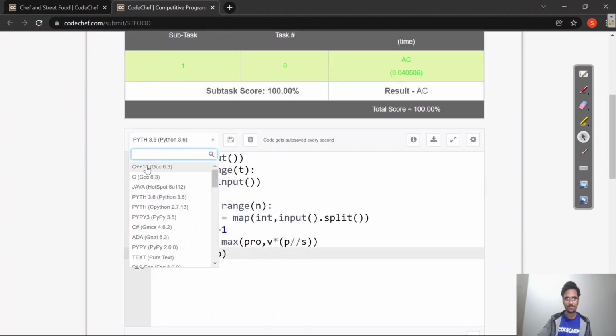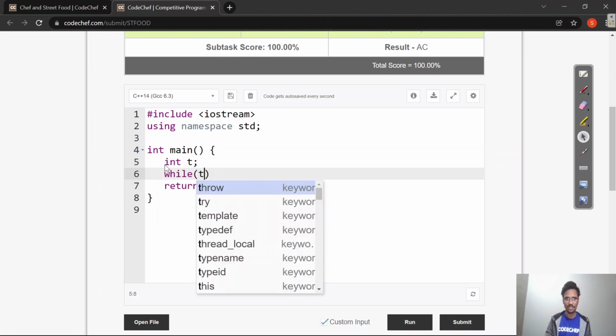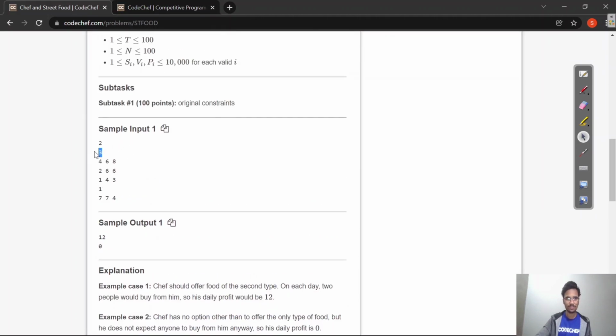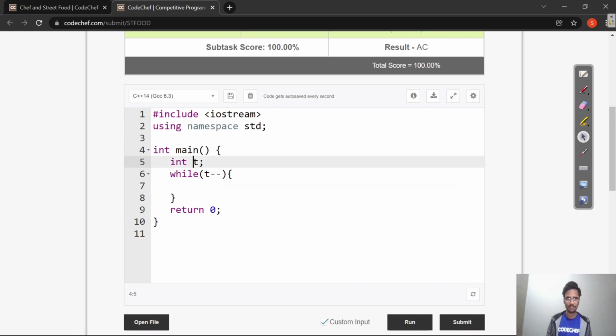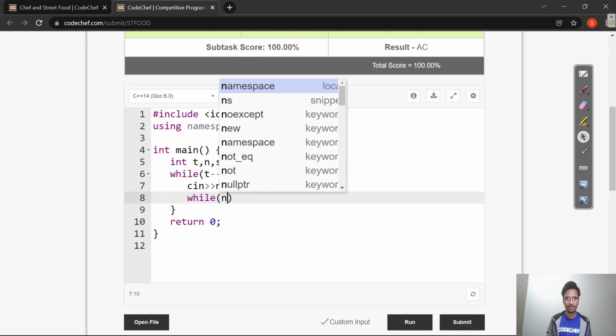Now let's move to our C++ part. Okay, so this is C++. Now let's take int t as number of test cases, while t minus minus. Every time we will take n as an input. So just take int n and just take 3 values. First one is S means store comma P comma value. Okay, every time we will take n as an input, so cin and just run a loop while n minus minus.